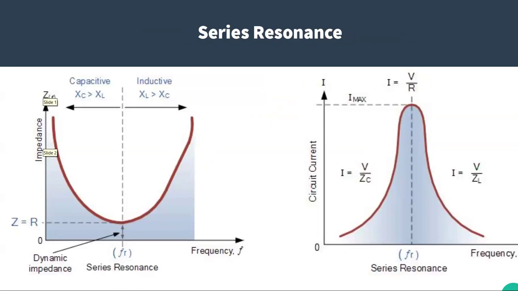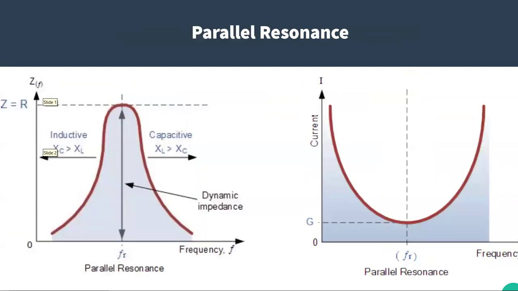There's just some plots showing how the impedance changes with frequency for a series circuit, and how the current through that circuit changes with frequency. So you can see the current increases to a maximum value at the resonant frequency. You have just the opposite charts for a parallel circuit, where the impedance goes up at the resonant frequency and the current goes down to a minimum at the resonant frequency.